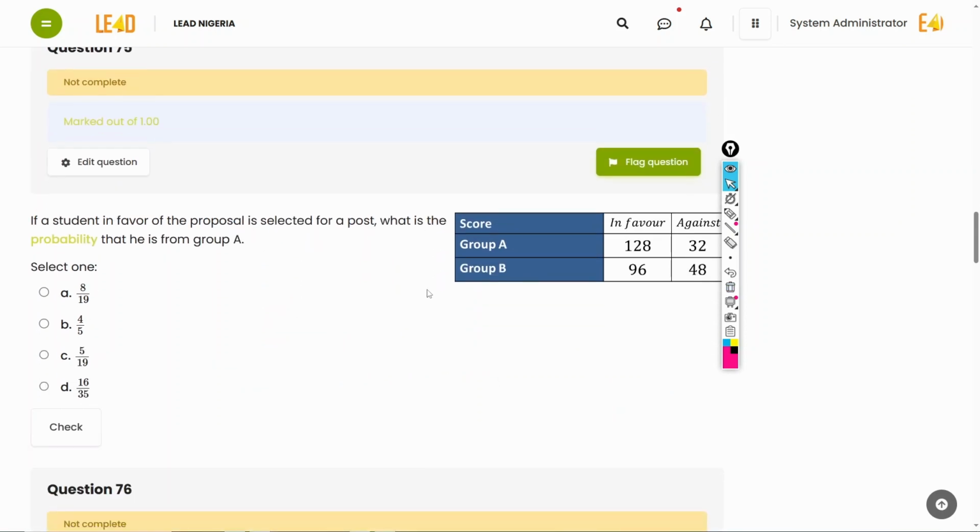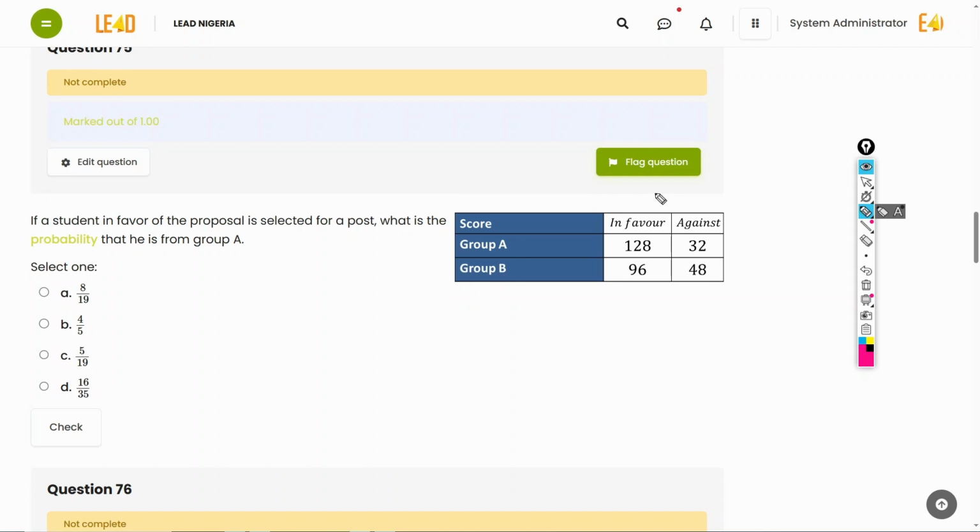$75. If a student in favor of the proposal is selected for a post, so we have that, right? What's the probability that he is from group A? All right, a student in favor of the proposal is selected for a post. So that means it has to be someone from here, right? What's the probability that is from group A? All right, so that'll be 128 over the total for those in favor, which is 128 plus 96.